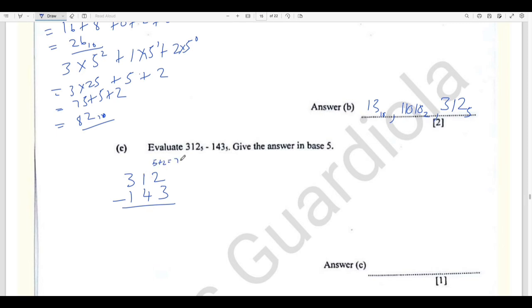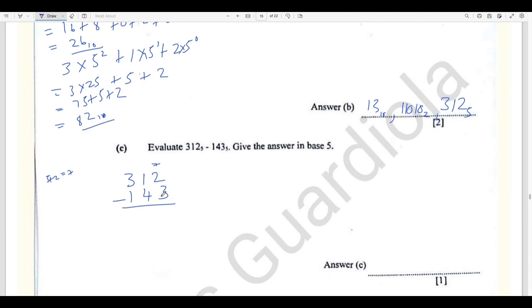Let's start with the first one. 312 minus 143 base 5. So what we do now is we are going to use the borrowing method, which we use in normally adding or subtracting, but we are going to add some tweaks here and there. Right, so 2 minus 3 is impossible. So we need to borrow 1.